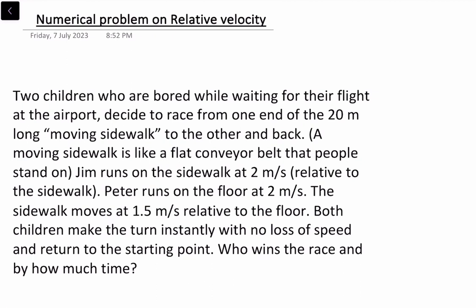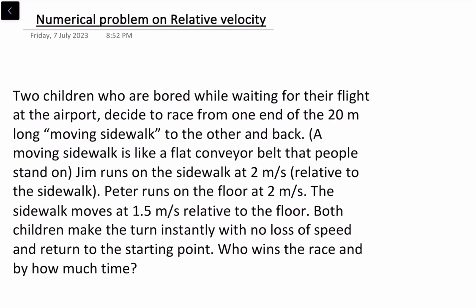Two children who are bored while waiting for their flight at the airport decide to race from one end of the 20 meters long moving sidewalk to the other and back. A moving sidewalk is like a flat conveyor belt that people stand on. Jim runs on the sidewalk at 2 meters per second relative to the sidewalk. Peter runs on the floor at 2 meters per second. The sidewalk moves at 1.4 meters per second relative to the floor. Both children make the turn instantly with no loss of speed and return to the starting point. Who wins the race and by how much time?